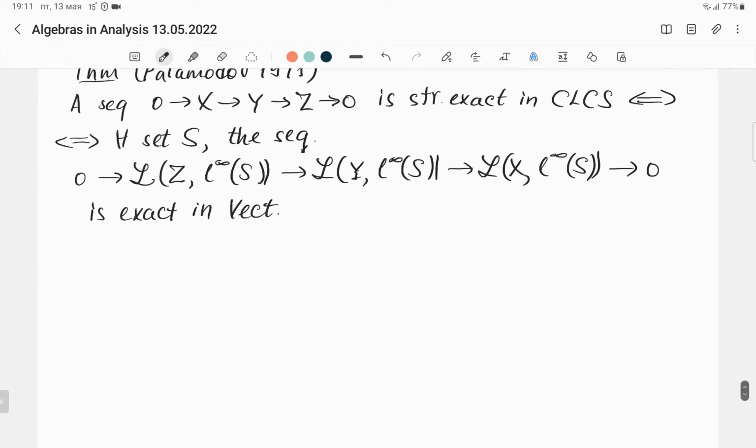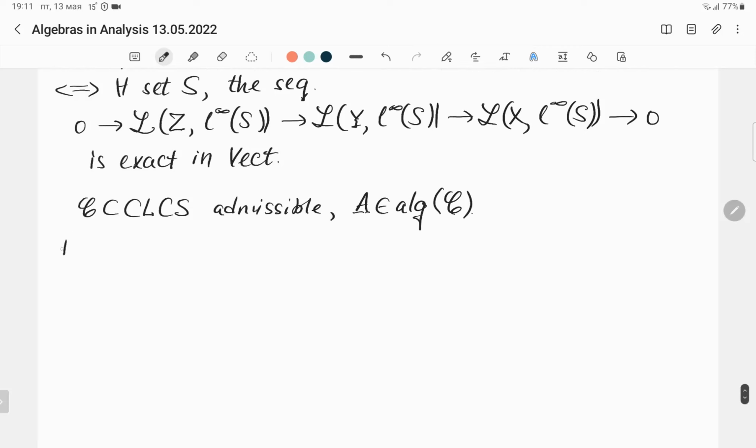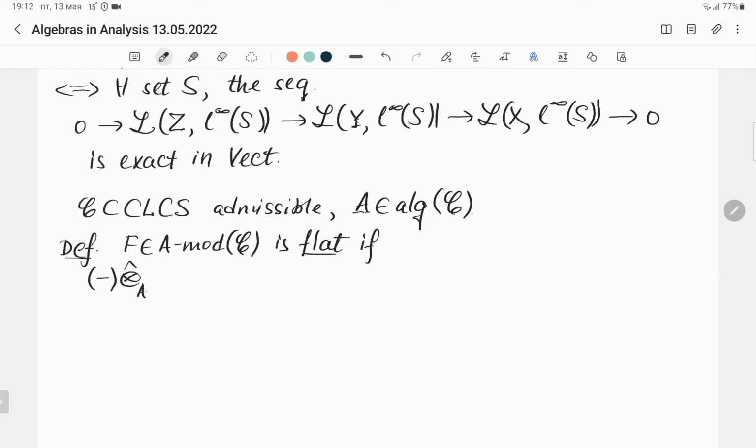we're ready to define flat topological modules. So suppose that we have an admissible subcategory C in the category of complete locally convex spaces, and let A be a topological algebra whose underlying vector space is an object of C. And we give the following definition. We say that a left topological A-module F is flat if the projective tensor product functor takes admissible sequences of right topological modules to strictly exact sequences of complete locally convex spaces.